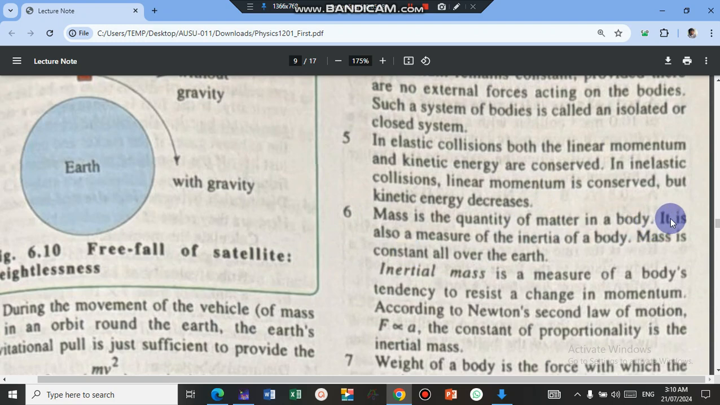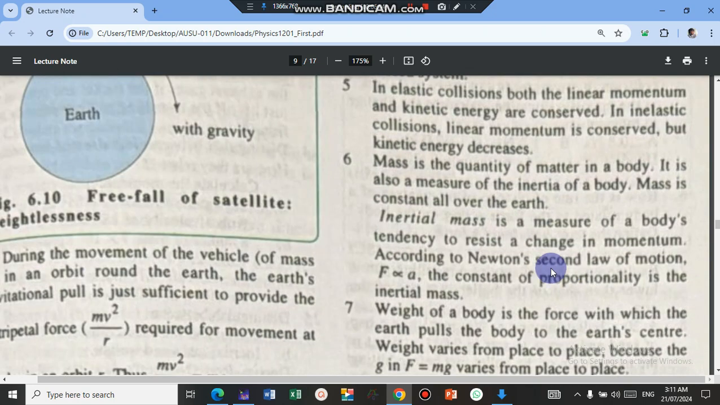That is how mass is defined. Also, mass is a measure of inertia of a body. We don't have a formula to calculate inertia. We only rely on the mass. If the mass is great, it means inertia is great, which means resistance to motion is great. If the mass is small, it means inertia is small, and resistance to motion is small.